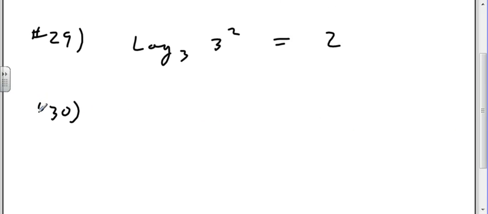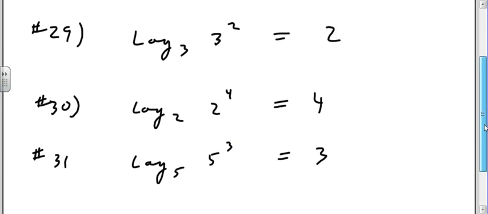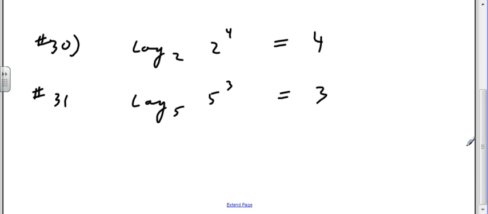30. Log base 2 of 2 to the 4th is 4. Might as well do 31. We're on a roll. 31. Log base 5 of 5 cubed is 3. All right.